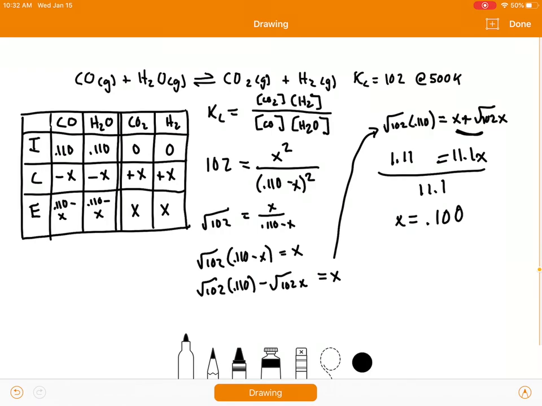So plug that in for x, you will get equilibrium concentrations of 0.0100 molar for both of these, and then 0.100 molar for both of these. And that is the end of the problem. So whenever you see both the top and the bottom squared, that's when you know you got the perfect square situation, and you won't have to use the quadratic formula.